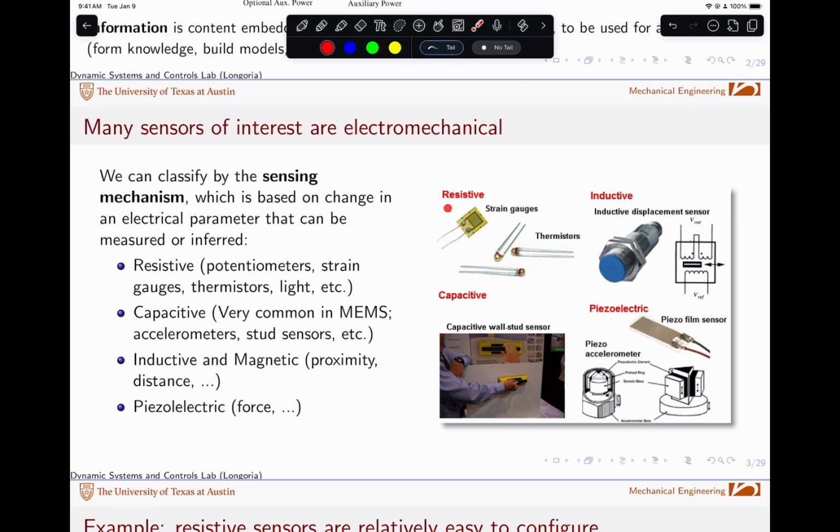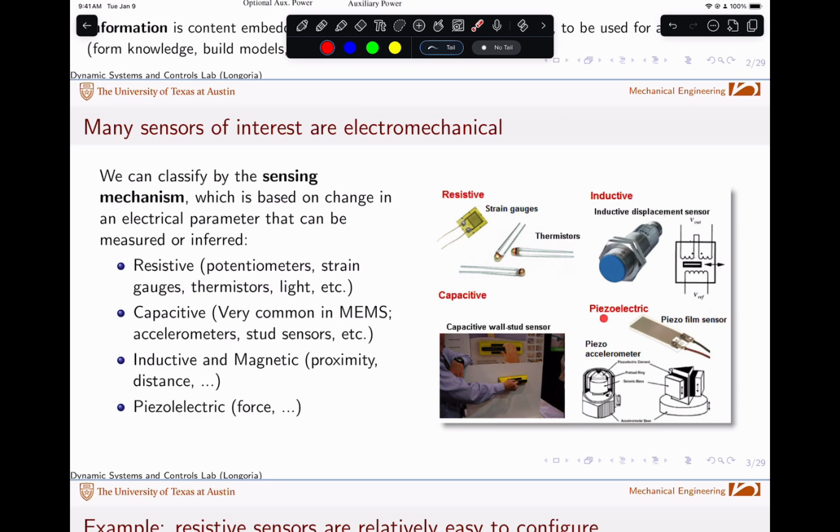So there's resistive sensors, for example, like strain gauges and potentiometric type devices. There's capacitive sensors that use change in capacitance to infer something, and inductive usually use some change in inductive or sometimes magnetic properties. And finally, piezo is slightly different.